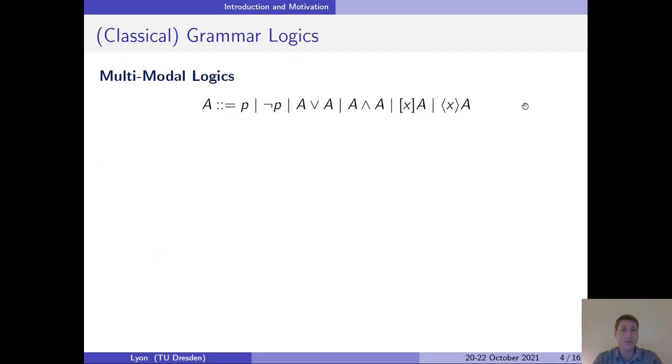So what are classical grammar logics? Well, these are multimodal logics, which extend classical propositional logics. They have propositional atoms, positive ones and negative ones, disjunction and conjunction, and you extend with two different types of modalities, necessity modalities and diamond modalities. And these are indexed with a character X, which varies among an alphabet. Now, the thing is that inside of your associated Kripke models, you have accessibility relations which are indexed with these characters.